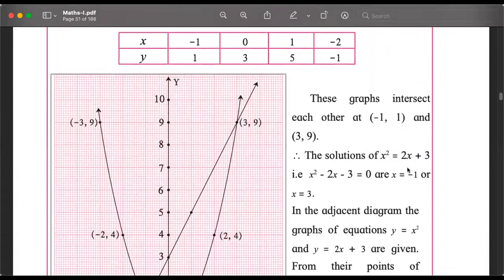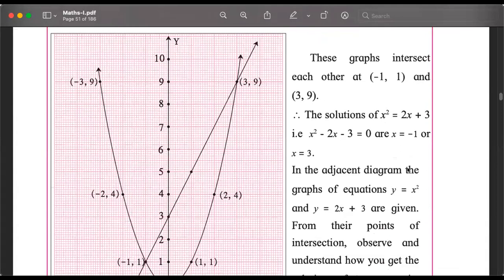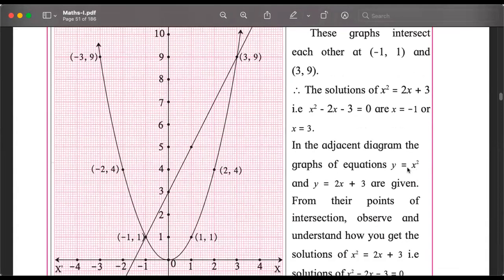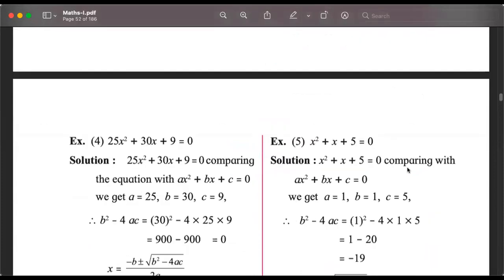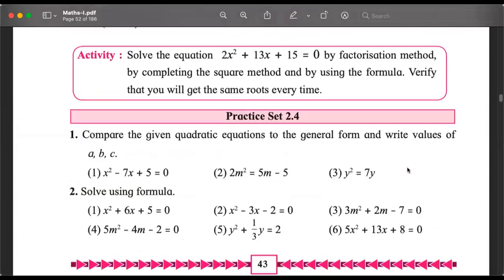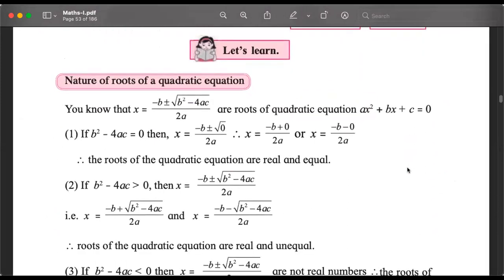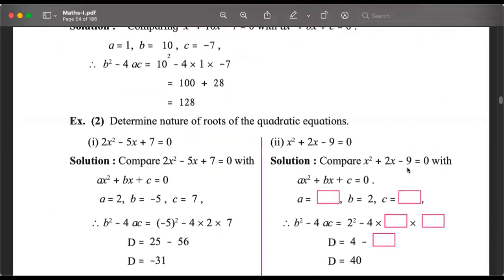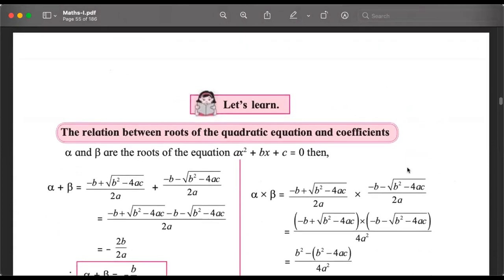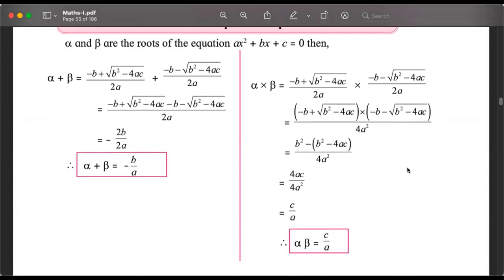Yes, we will look at how a quadratic equation looks on a graph. Linear equation looks like a line. What is the shape of a quadratic equation? We will see if you have the patience. This is the nature of roots of a quadratic equation and the relationship between roots, roots being the solutions of the quadratic equation, and coefficients. This is the theory.